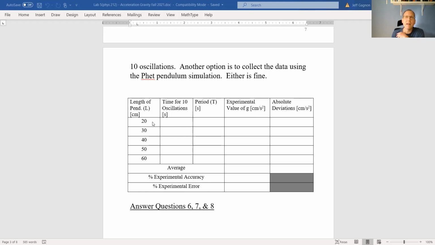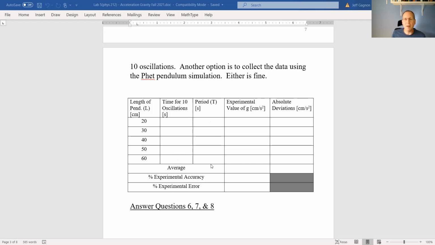Then I want you to collect, just like you did for lab 1, the time for a certain number of oscillations. I think in lab 1, we did 5 oscillations. In this case, you're going to collect the time for 10 oscillations, either using the wooden pendulums or using the simulation. So these are just the time. When the length is 20 centimeters, it's the time for 10 oscillations. Then you change the length to 30 centimeters, you get the time for 10 oscillations, and so on.